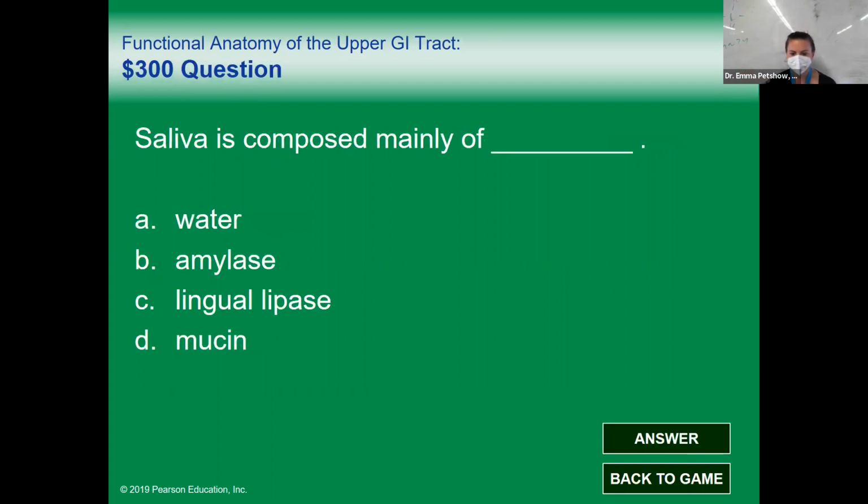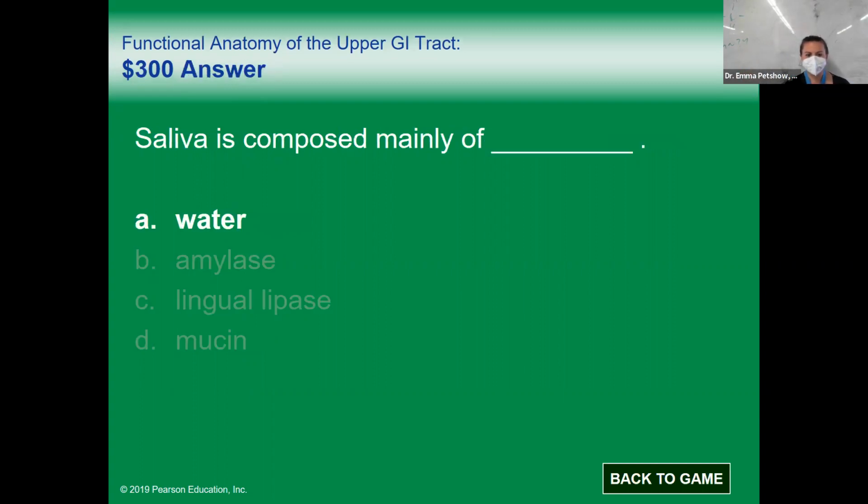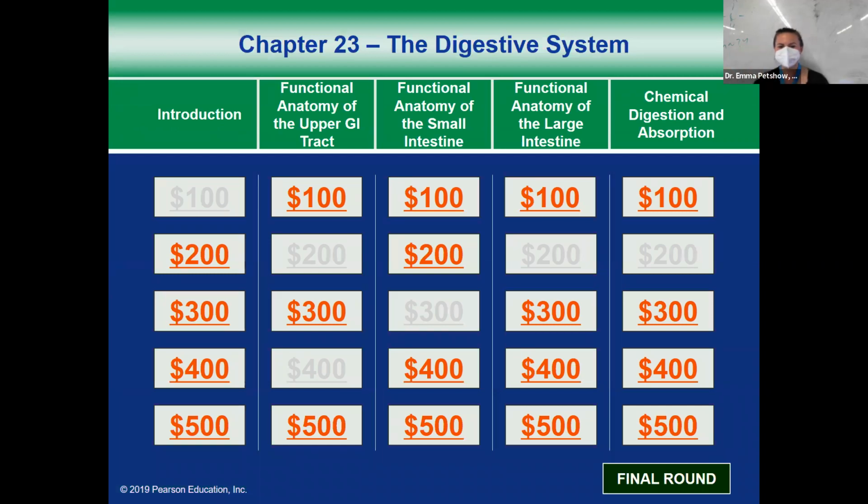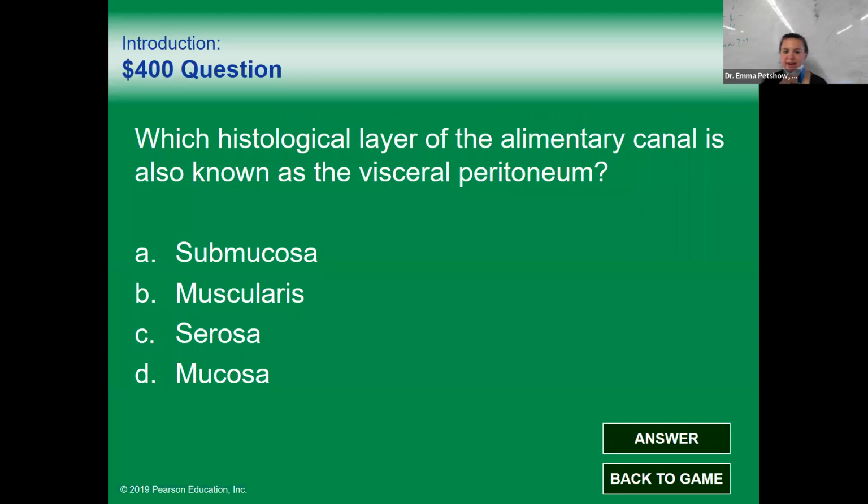All right. Oh, nope, we don't care about saliva yet. Okay. No, you didn't see it. Oh, all right. Choose an option. No one saw that. Which histological layer of the alimentary canal is also known as the visceral peritoneum? Histology. Oh no. Visceral peritoneum. We have some thinking. We have some guessing. We have some no answering yet. Oh, good. Everyone's answering now.